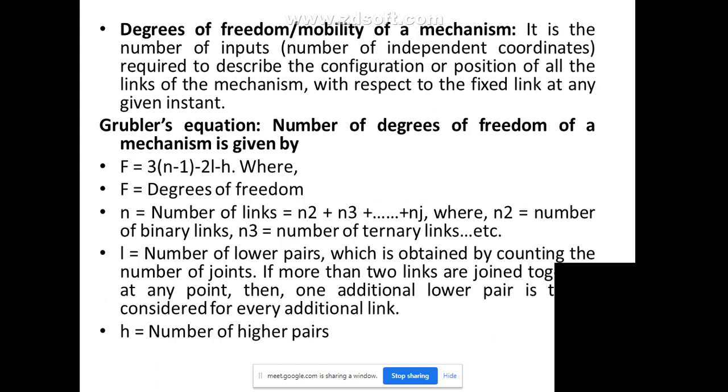You can just see here. Make a note of this. L is the number of lower pairs, which is obtained by counting the number of joints. But in special problems, be attentive here. In special problems, if more than two links are joined together at a point, then one additional lower pair is to be considered for every additional link. What do you mean by this? Do you understand? I'll explain briefly here.